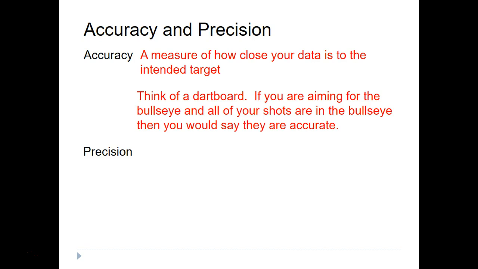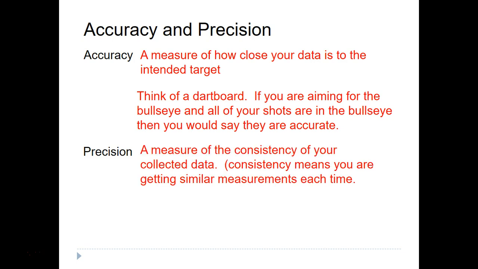If you're throwing darts at the dartboard and you're aiming for the bullseye, if all of your darts are clustered around the bullseye, you would say that those darts are accurate. They're close to what you were aiming for. Now, precision is a little bit different. Precision just refers to the consistency of your measurements.